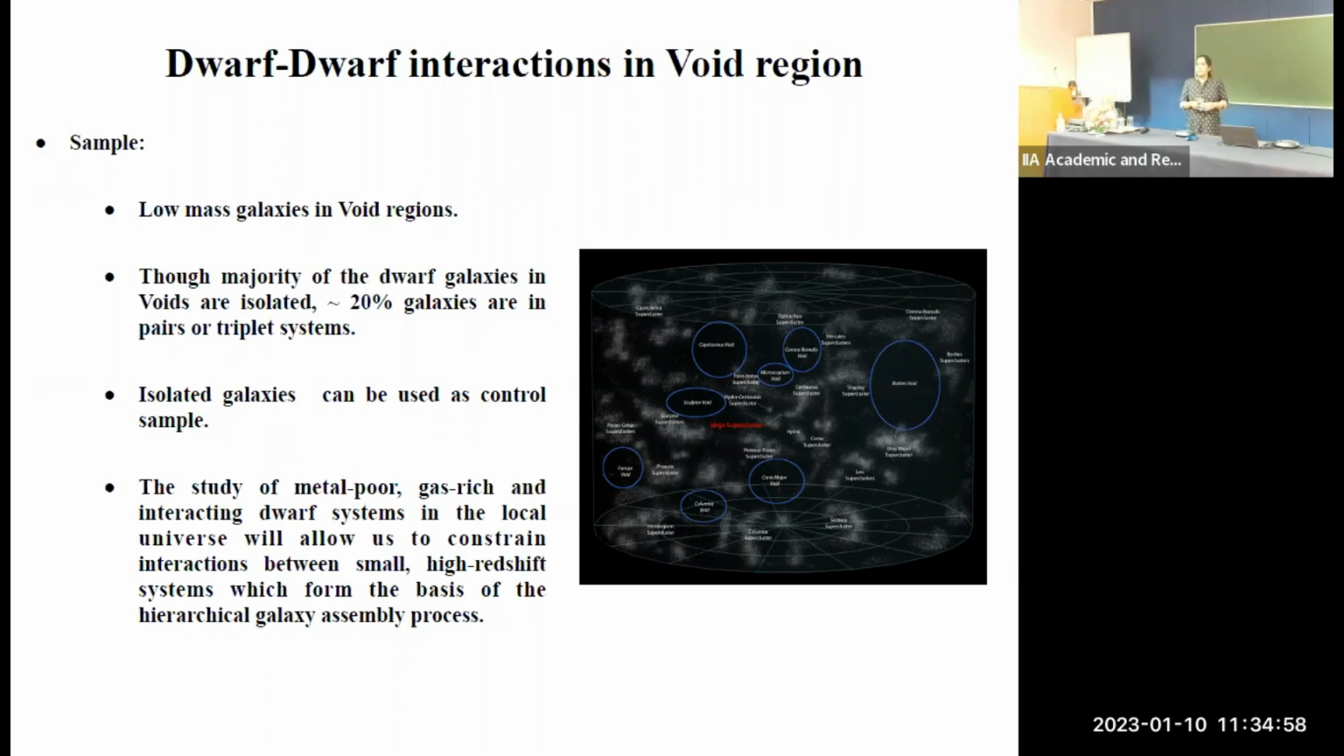Was there any particular reason why you wanted to look at a void region? Okay, I'll come to it. These are galaxies where you don't have any neighbor. They are very sparsely populated, and you don't have a massive neighbor nearby, if you want to select. So I'll come to it.